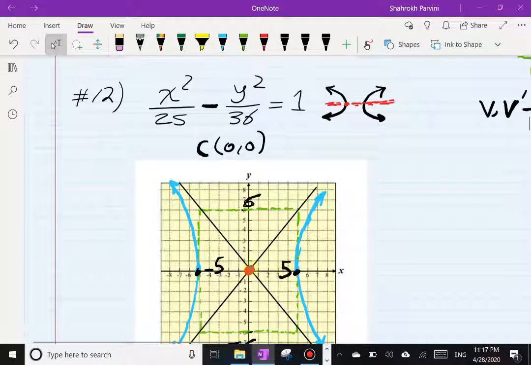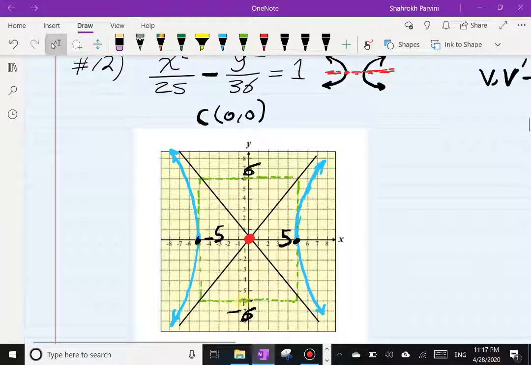And then from 0, I went left negative 5. And those become the vertices, right? Because we know this is again a sideways hyperbola. Looking at the denominator of y squared, 36, take the square root of 36, we get plus or minus 6. So from the center, I'm going to go up 6, and from the center, I'm going to go down 6.